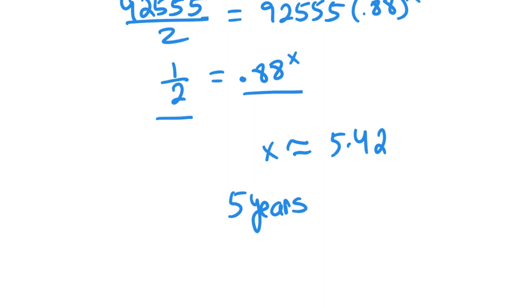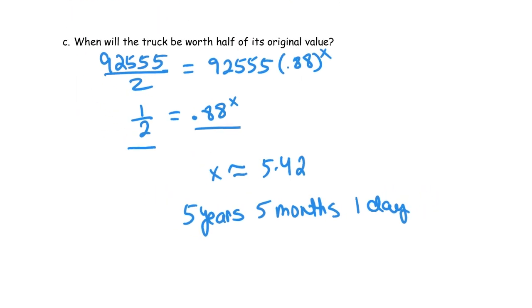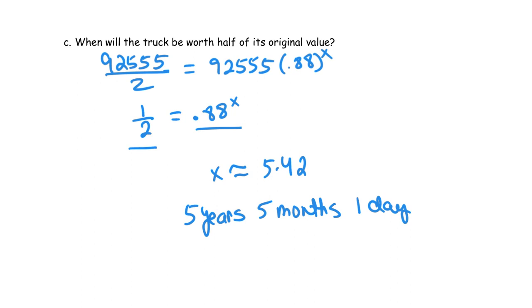5. So 5 months. Okay, subtract that 5 months. How many days are in a month? We'll go with 30. So multiply that decimal by 30. We'll stop at days. Seconds, minutes, we do that in honors. So 1 day. We okay with that? Okay, so now looking at this.